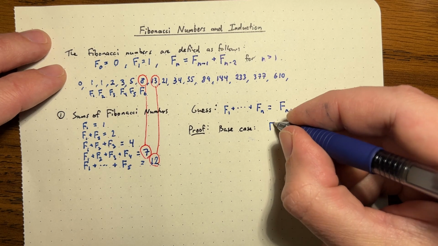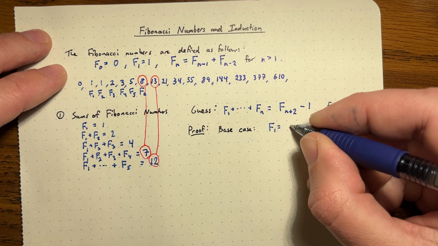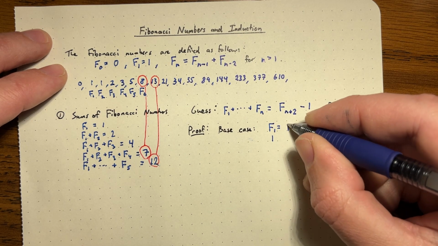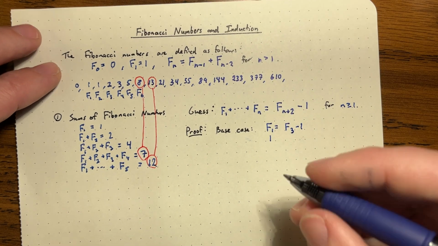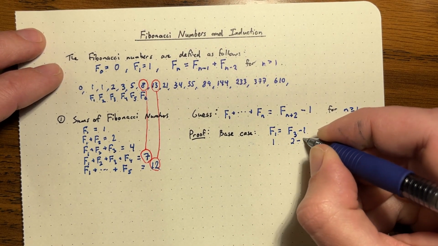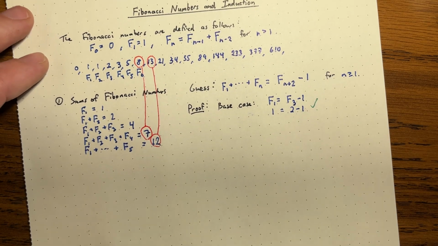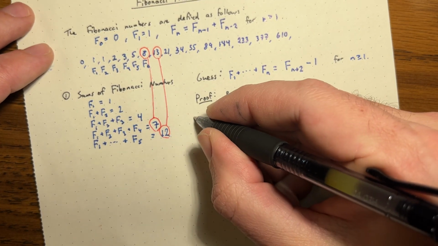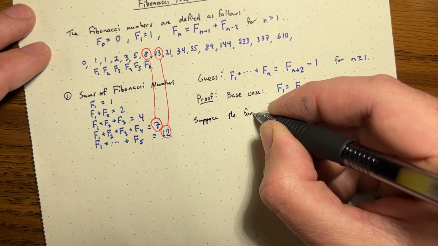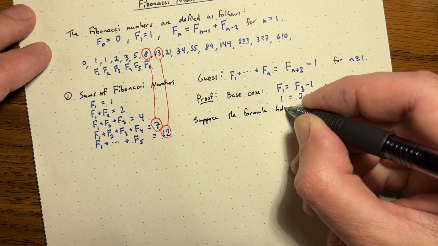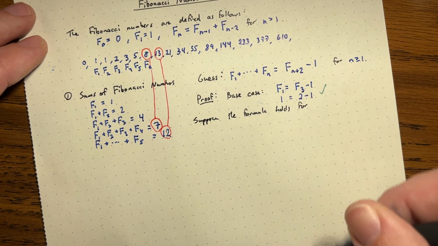So what is the sum of the first Fibonacci number? Well, it's 1, right? Does that equal F3 minus 1? That's what the formula tells me. What is F3 minus 1? It's 2 minus 1. That checks out. So that's our base case. And then our inductive step is: suppose the formula holds for some k.